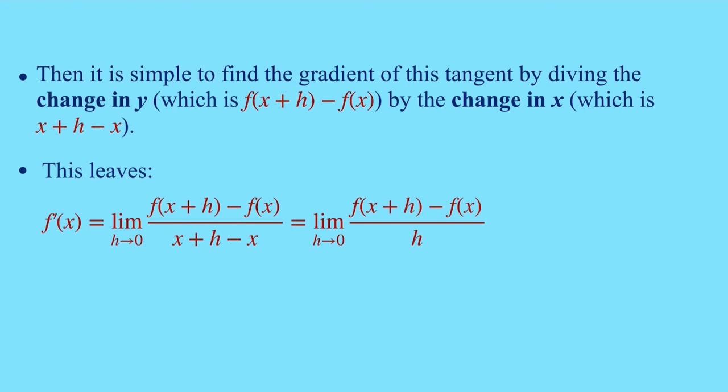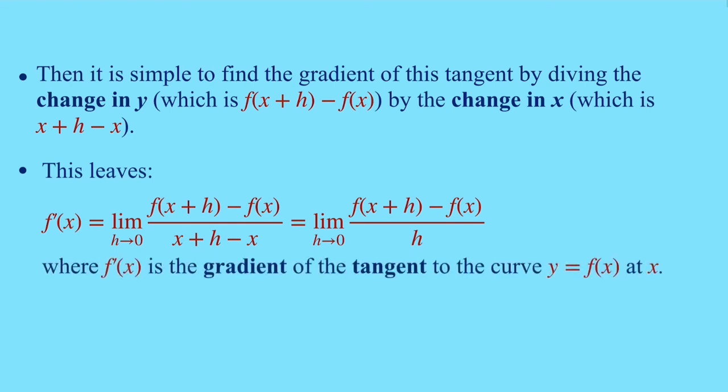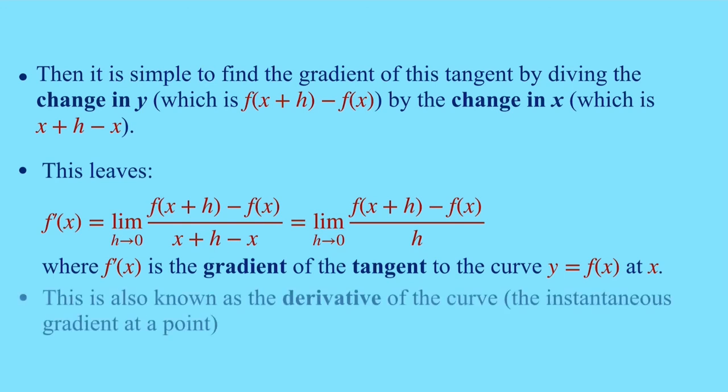So we have the limit as h goes to 0 of f of x plus h minus f of x all over x plus h minus x. But we can simplify the denominator because the x will cancel out, just to be over h. And then, as I said, f prime of x is just another way of writing the gradient of the tangent to the curve y equals f of x at x. And obviously another way of putting this is it's the gradient of the curve at that point, or the derivative of the curve, so the instantaneous gradient at a point.